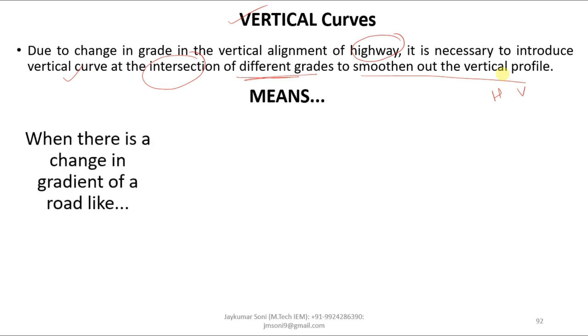When there is a change in the gradient of a road, let us assume that this is the road, and in this part there is an obstruction. So your road cannot pass through this direction. So what do you have to do? We have to provide the road like this. So this is how the gradient of the road will smoothen.